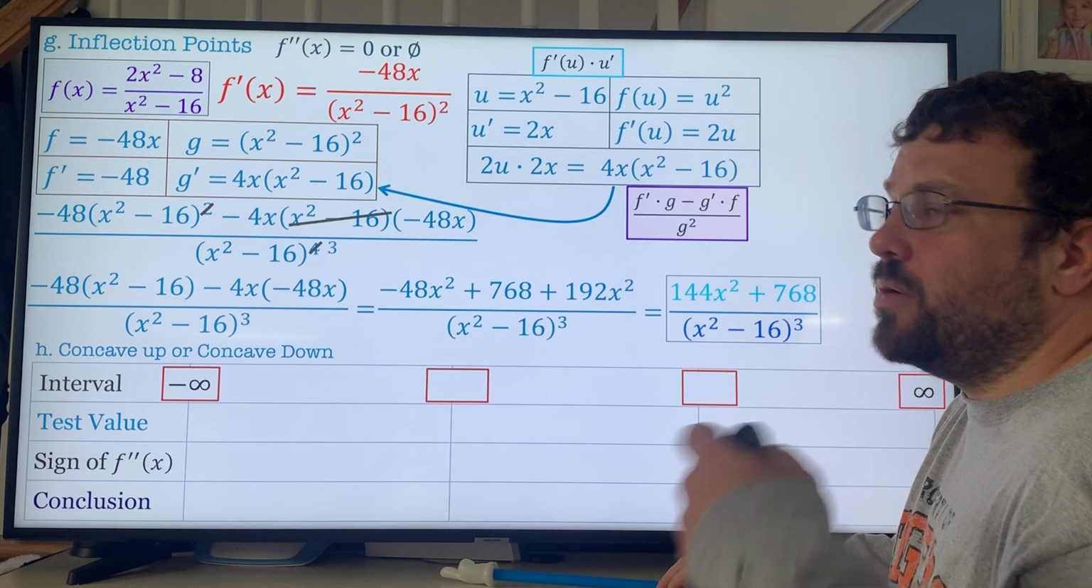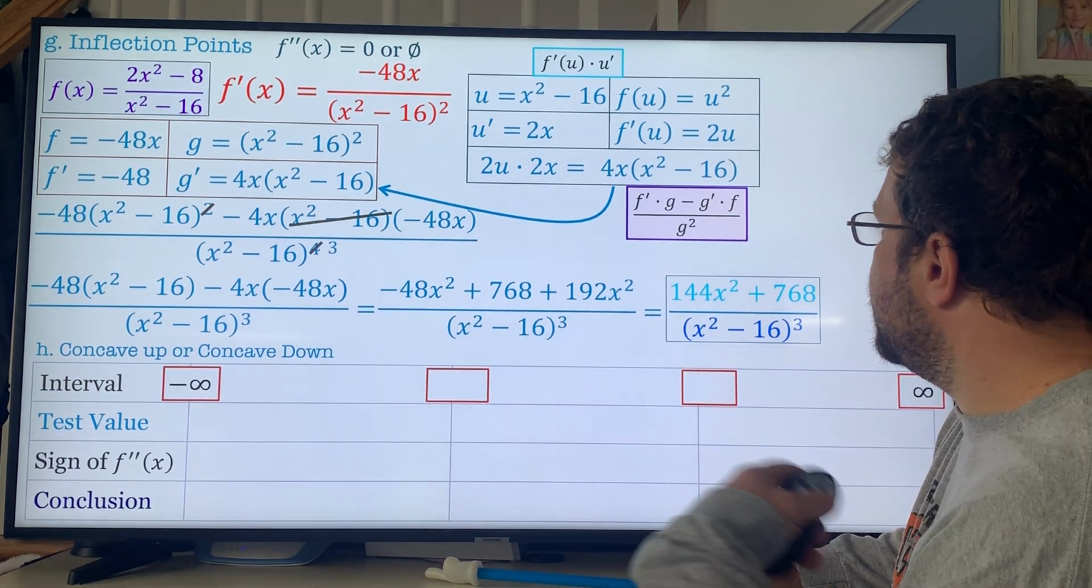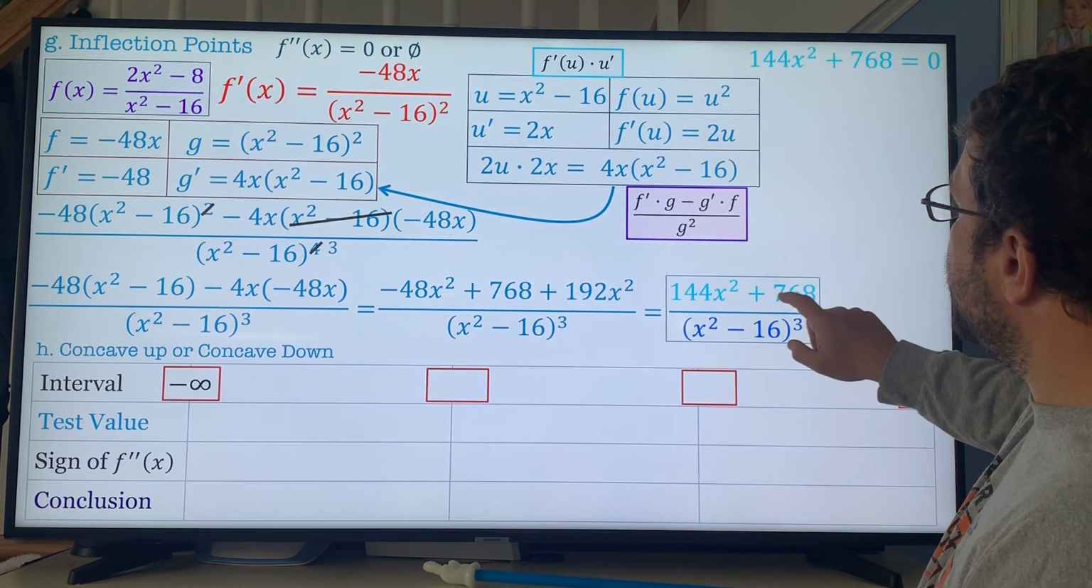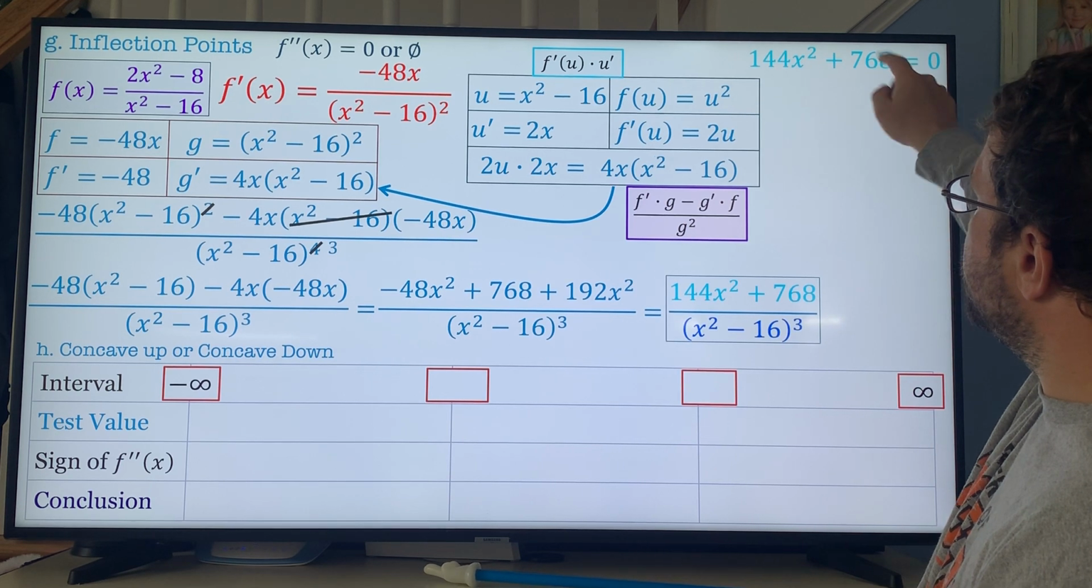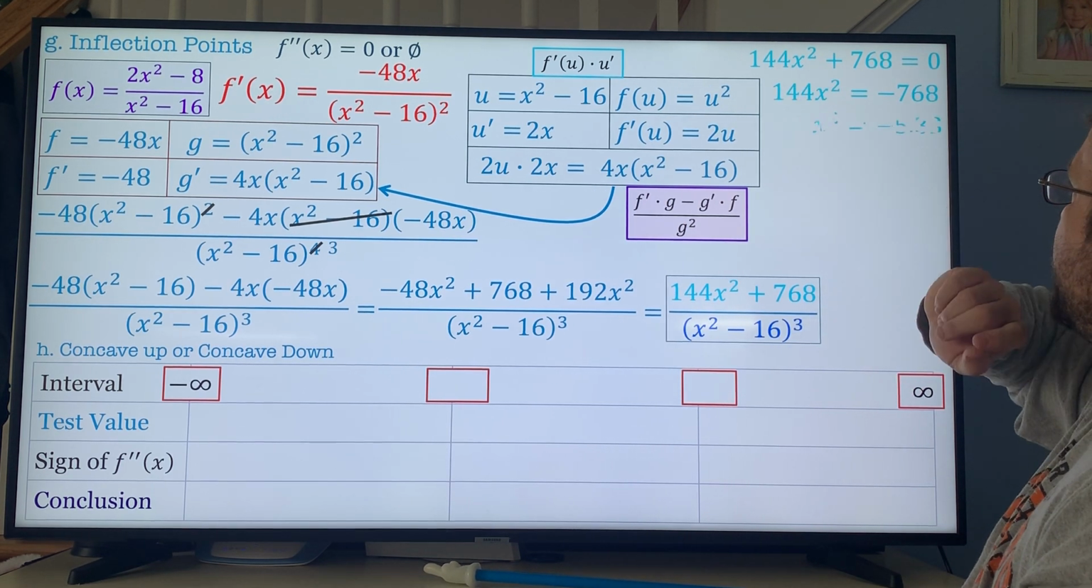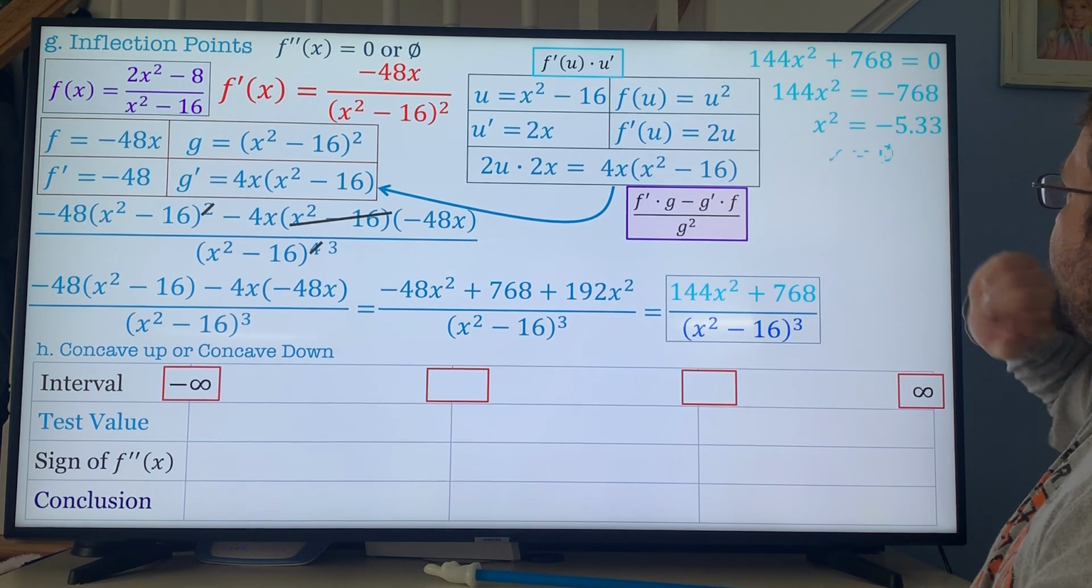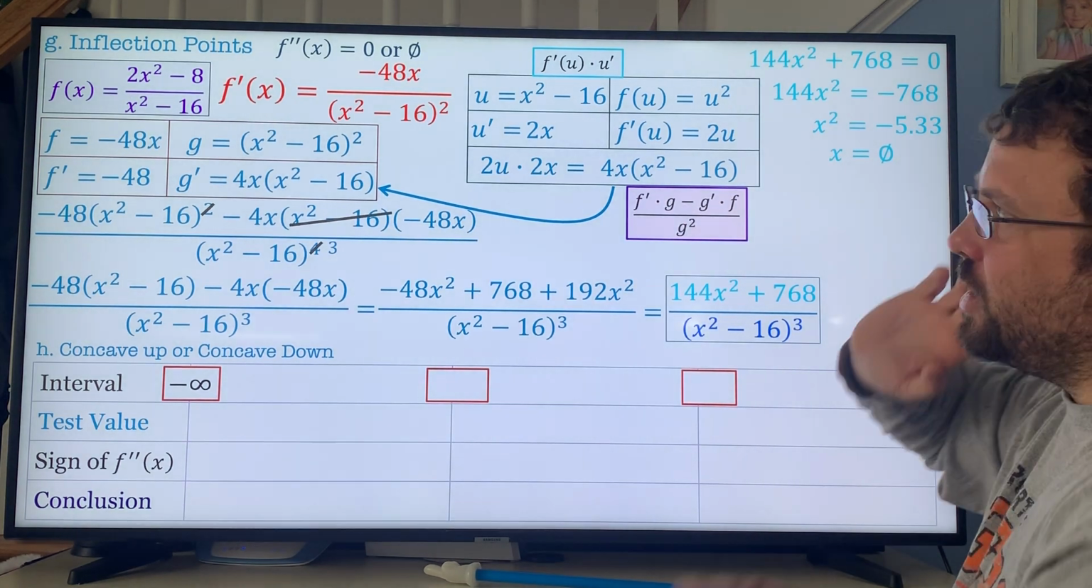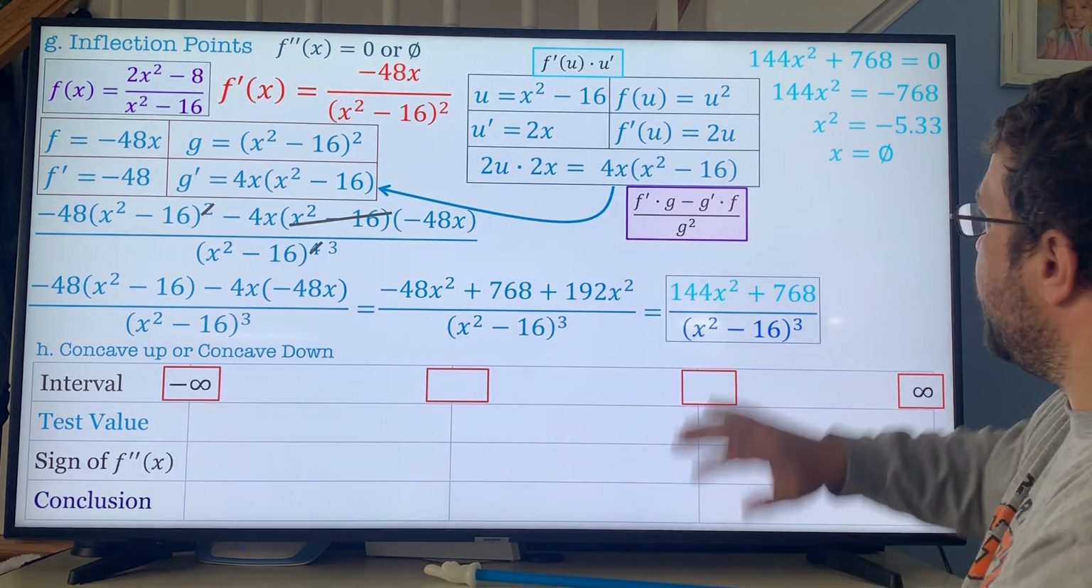All right? Now in order to solve this, f prime x equals 0, f double prime x equals undefined. When I set this equal to 0, the numerator equals 0. Subtract 768, divide by 144. Can't take the radical of a negative, so it's undefined. No inflection, no critical number there.